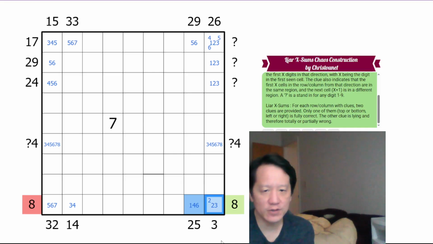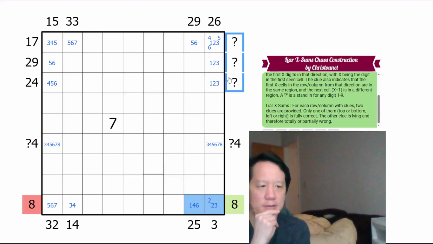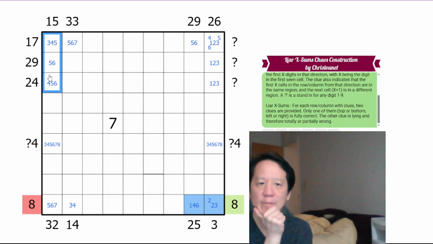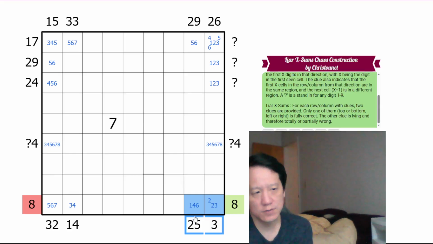So we definitely have a 2 or 3 here, which means one of these has to be false, which means one of these has to be true. Okay. I think one of these has to be false here.